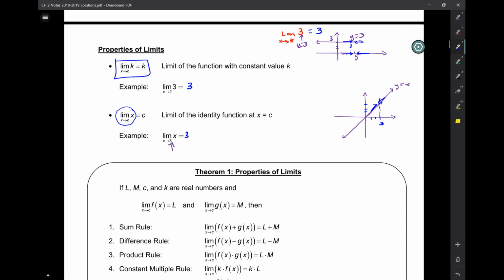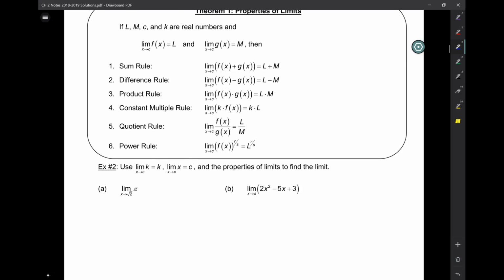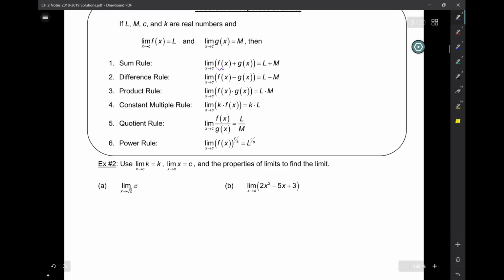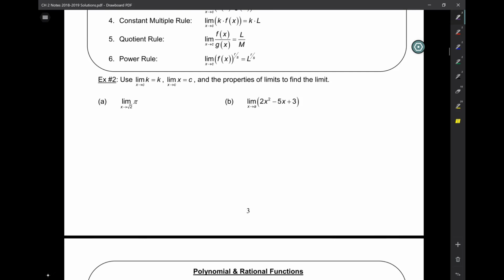If the function is a constant, then that value is always the limit. If the function is the identity function, y equals x, then whatever the x value is, that's the limit. Everything else just transfers. Now look, I'm not going to go and recite these things to you. Basically, if you want the limit of f of x plus g of x, you do them separately. You find the limit of this, you find the limit of that, and you add them. All right? I'm just gonna go through examples because I know you've done this before.